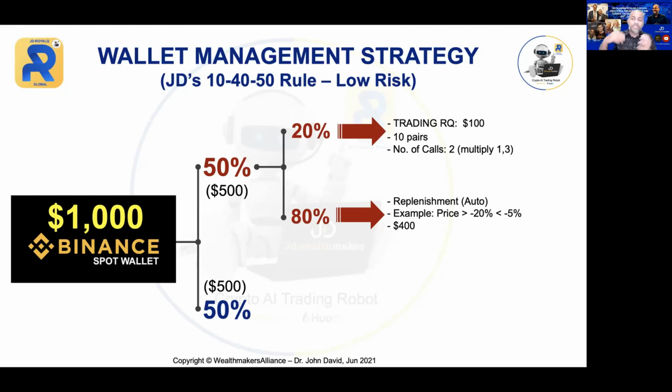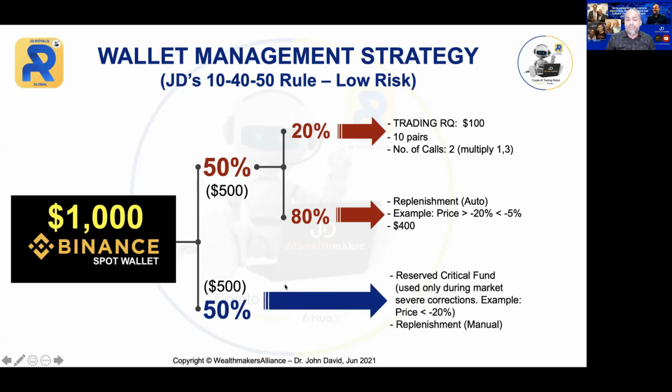Now, when the robot is doing the job, for example, and that $400 is consumed, so your 50%, which is $500, is totally consumed. And let's say the market further goes down below 20%, what can you do? You have another 50%, $500, in reserve for the critical. This is your critical reserve fund that you can use to do manual replenishment. Manual replenishment is like you going into the battlefield, ambushing the enemy, and walking out victoriously.